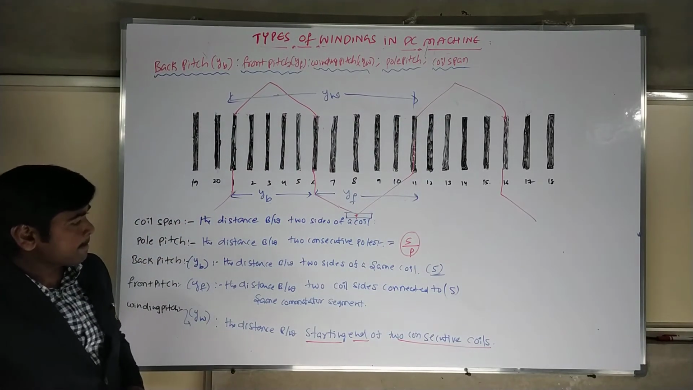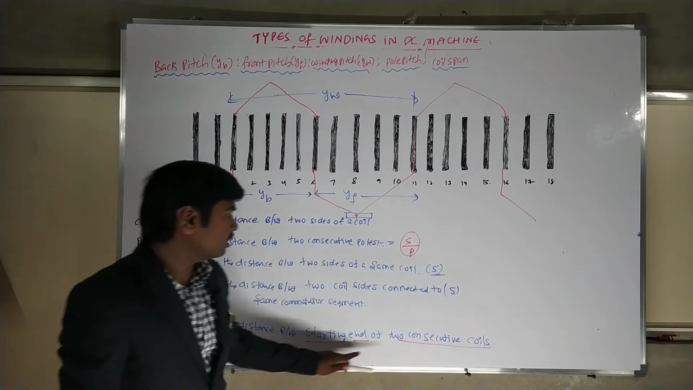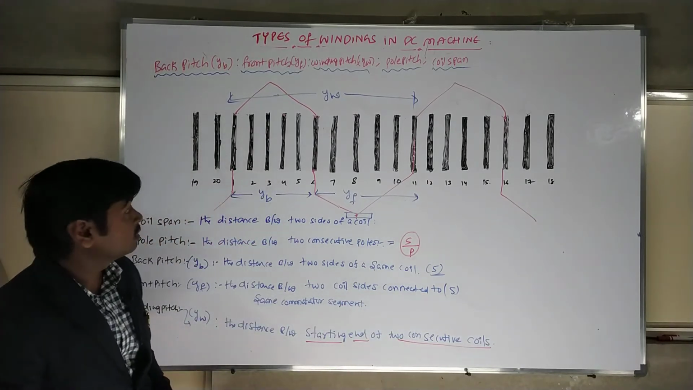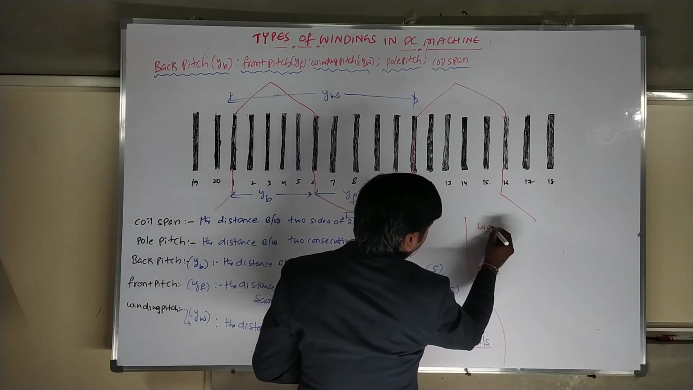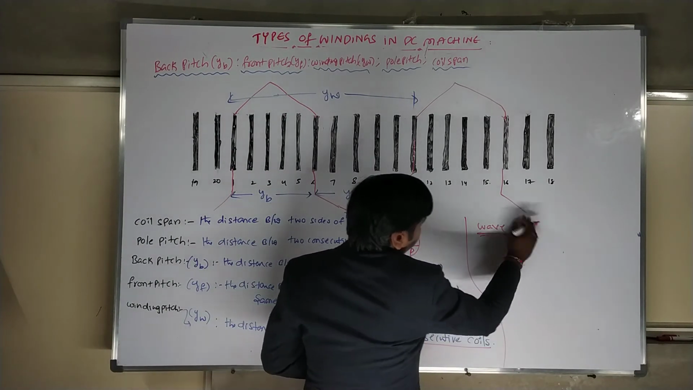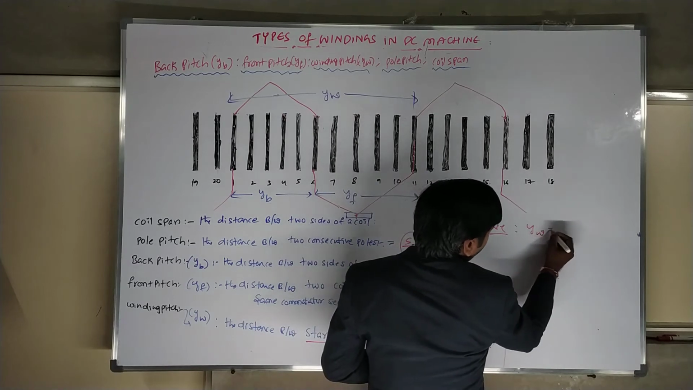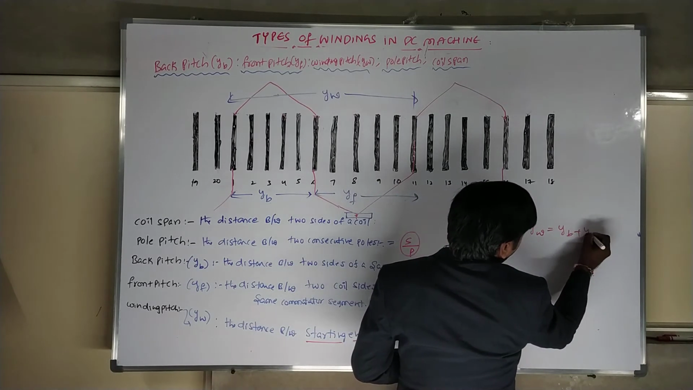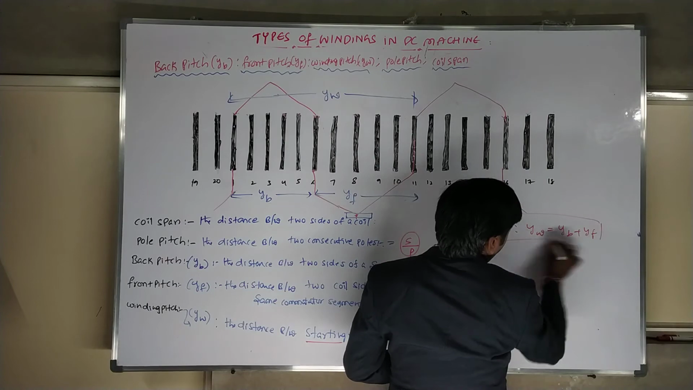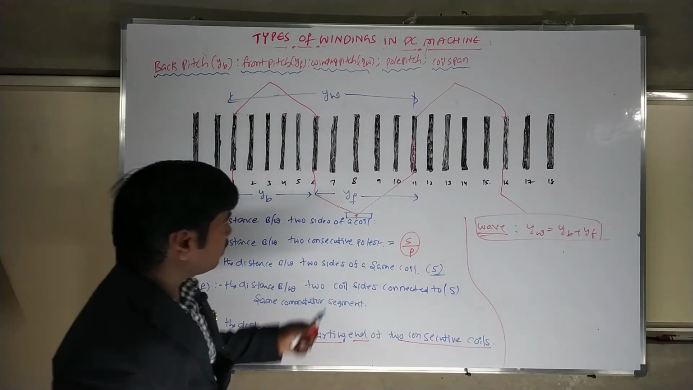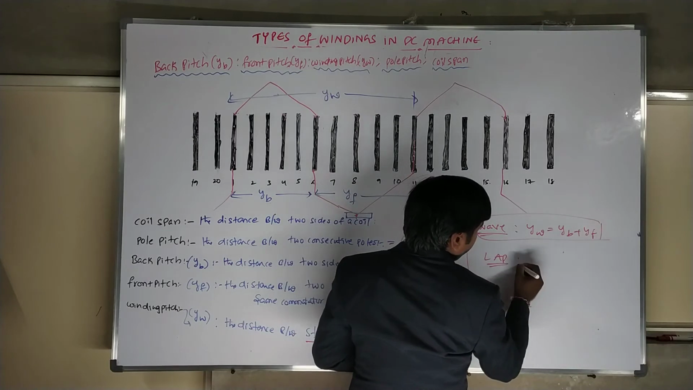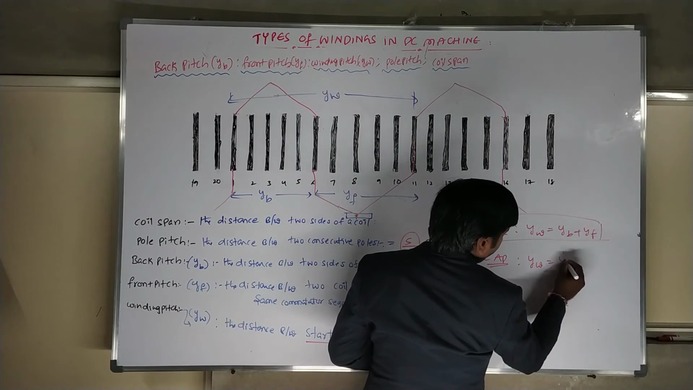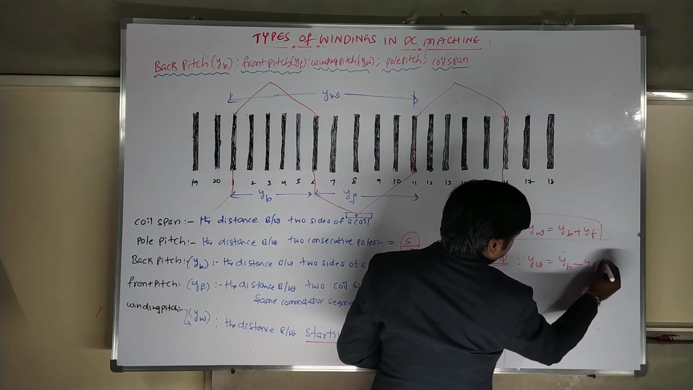It's very clear. Winding pitch is the distance between the starting ends of two consecutive coils. If you take a wave winding, the winding pitch is equal to back pitch plus front pitch. Wave winding means both are adding. If you go for lap winding, the winding pitch is equal to back pitch minus front pitch.